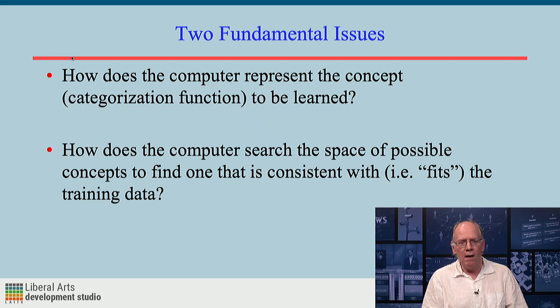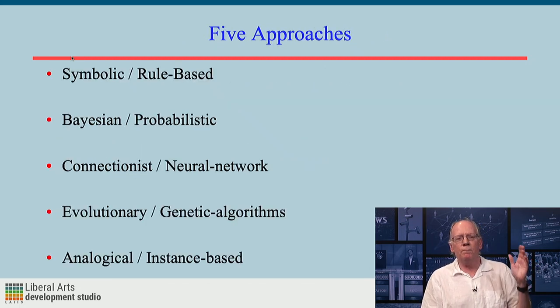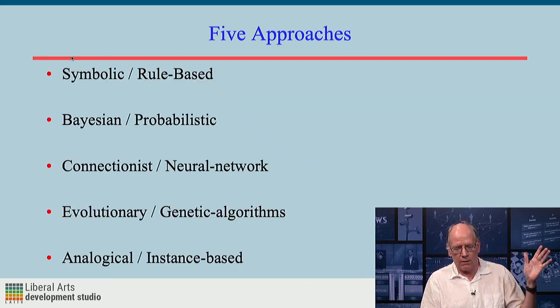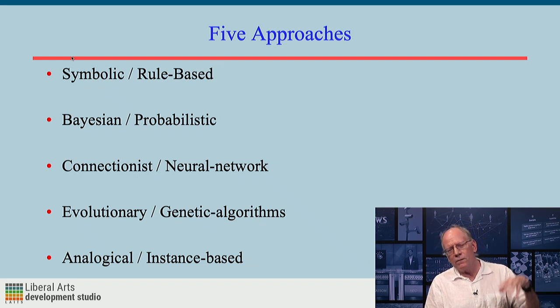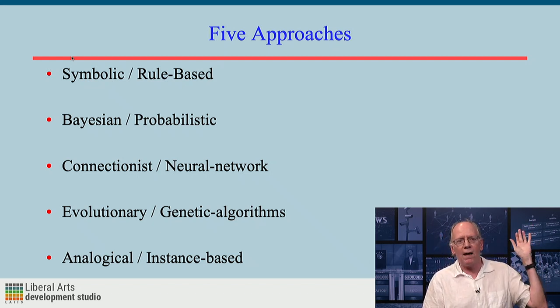And so we're going to talk about several different approaches that people have used in the history of machine learning to do this. And I put these 5 approaches up, giving 2 names to each of them: the symbolic or rule-based approach, the Bayesian or probabilistic approach, the connectionist or neural net approach, the evolutionary or genetic algorithms approach, and then the analogical or instance-based approach. And this pretty much covers the range of techniques that people have developed in machine learning over the past 50 years, or more than that.